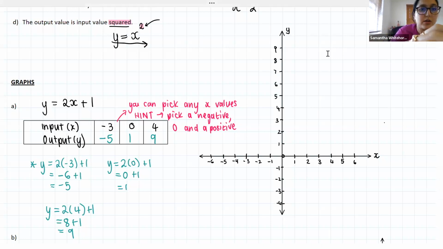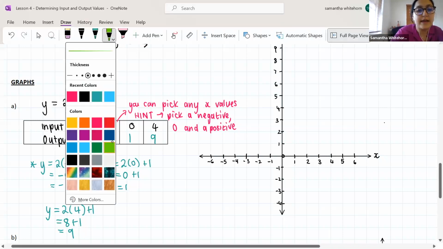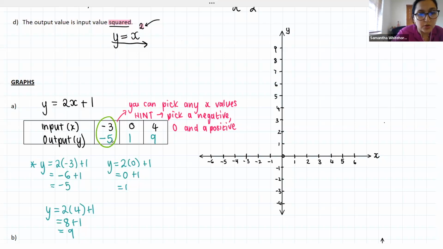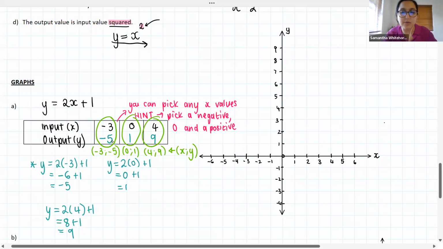So remember, on a Cartesian plane, what you want to do is plot coordinates, and these pairs here are your coordinates. Our first coordinate would be -3, -5. Our second pair, 0, 1. And our third pair, 4, 9. Remember, a coordinate is always the x value first and then the y. We go alphabetically. It is never the other way around, always x, y.